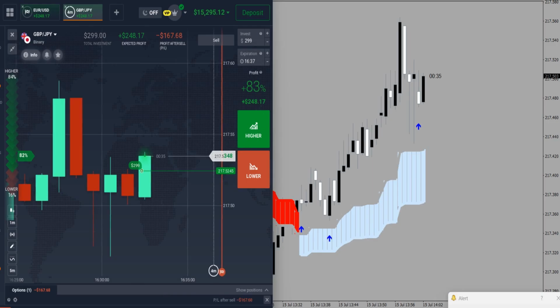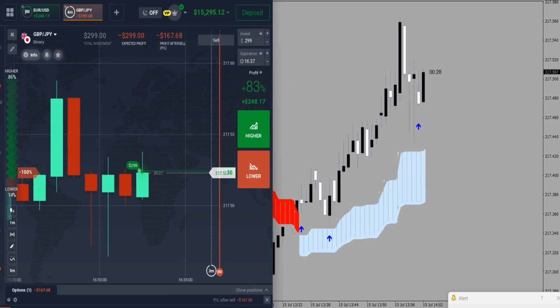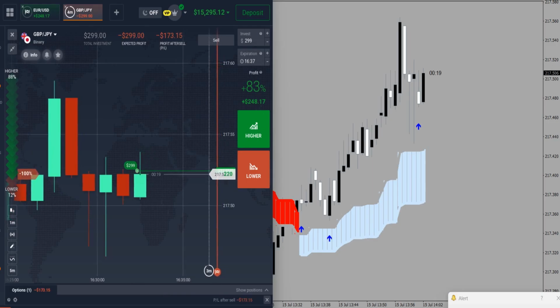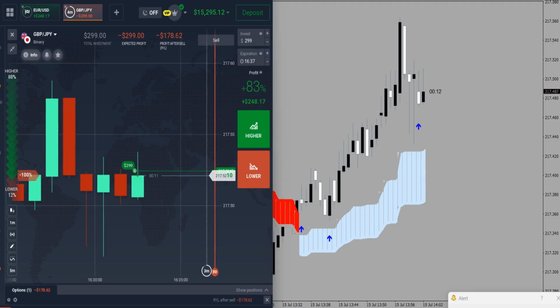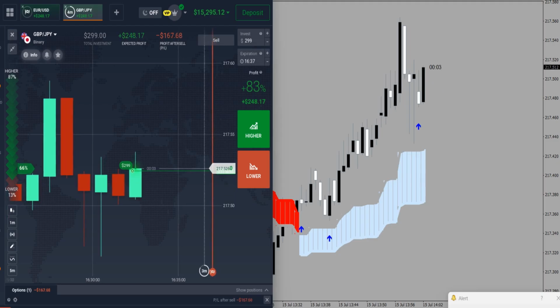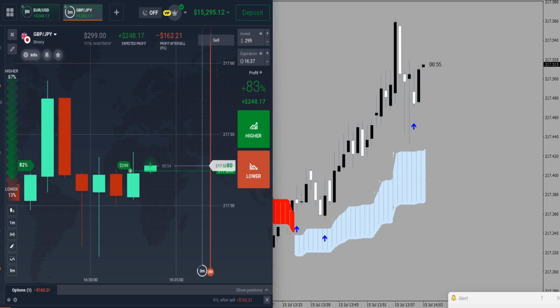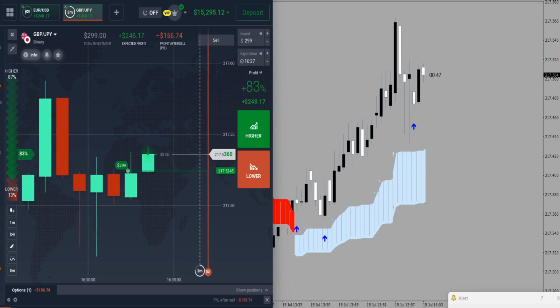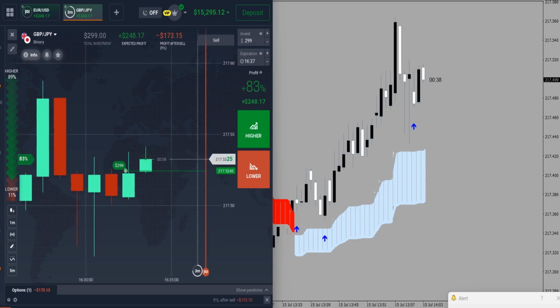The channel has flipped. It's white now, and it's sitting below the candles, supporting them from underneath. The price is riding above it, step by step, making higher levels. And then the signal we've been waiting for. A blue arrow prints above the channel. Price above the white channel.